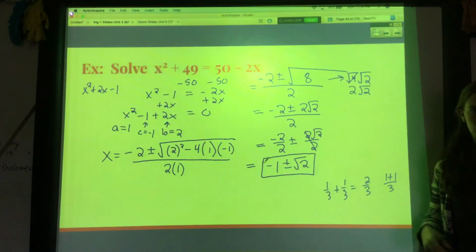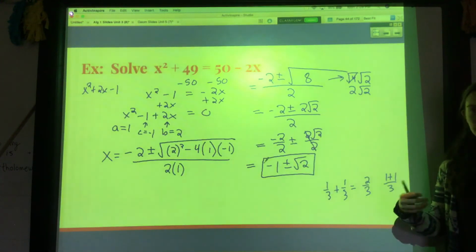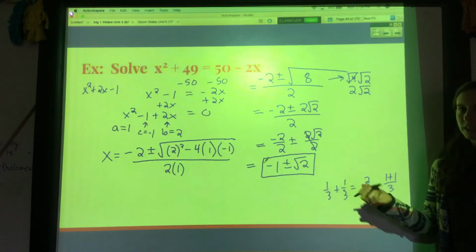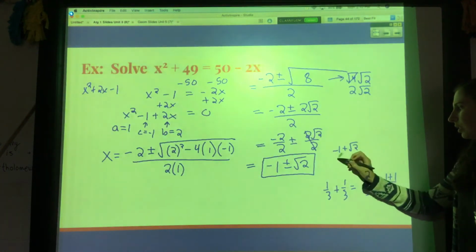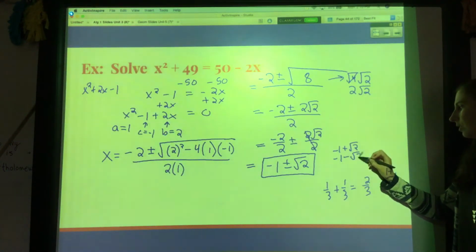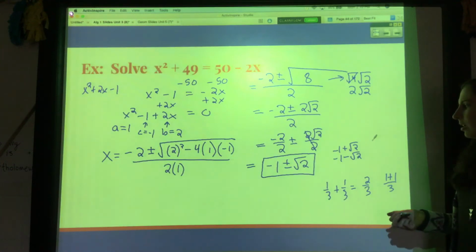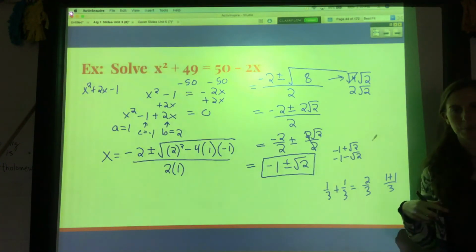Square root of 2 doesn't break down at all. There's nothing to divide by. Again, you could get a decimal out, like you could do -1 plus the square root of 2 and -1 minus the square root of 2 and get out 2 decimals. But I would rather you just leave it a simplified radical.